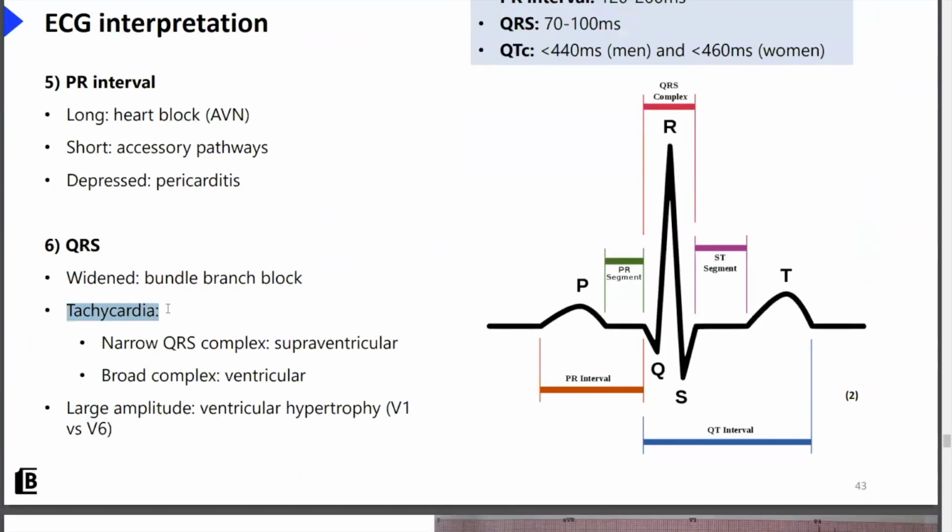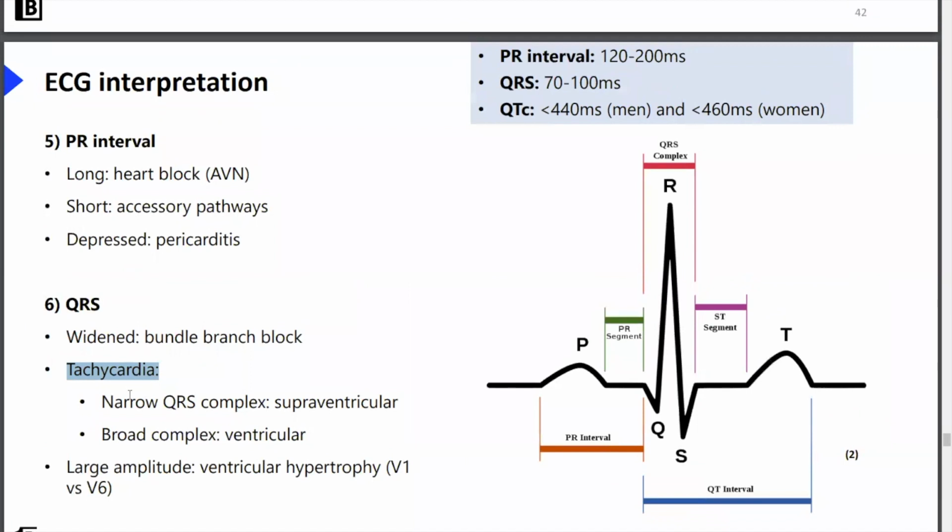In any tachycardia, the first thing you need to do is assess: is the QRS narrow or is it broad? Because this will tell you what type of tachycardia it is. A narrow QRS complex means the tachycardia is arising from above the ventricles, i.e. supraventricular. One of the most common being atrial fibrillation, which arises from the atria.